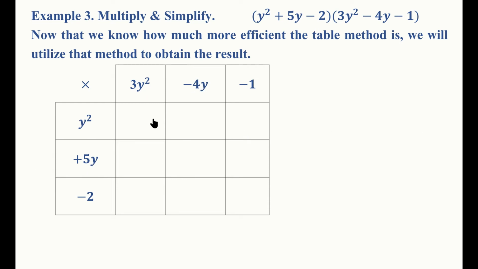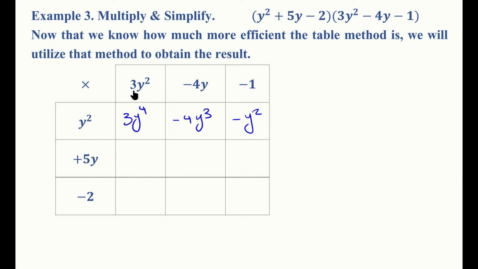Just like a times table. So here we'll start here. y squared times 3y squared is going to give us 3y to the 4. y squared times negative 4y is going to give us negative 4y cubed. y squared times negative 1 is going to give us negative y squared.